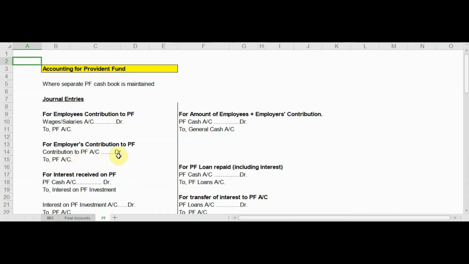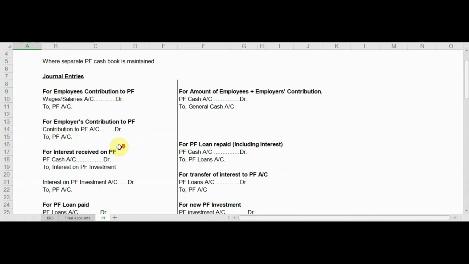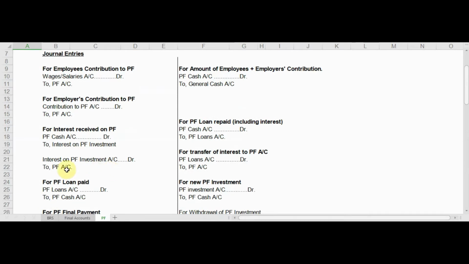And for transferring the amount of employees plus employers contribution to PF cash account debit to general cash account. This amount is transferred from general cash to PF cash. For interest received on PF cash account debit to interest on investment. And interest on PF investment account debit to PF account.